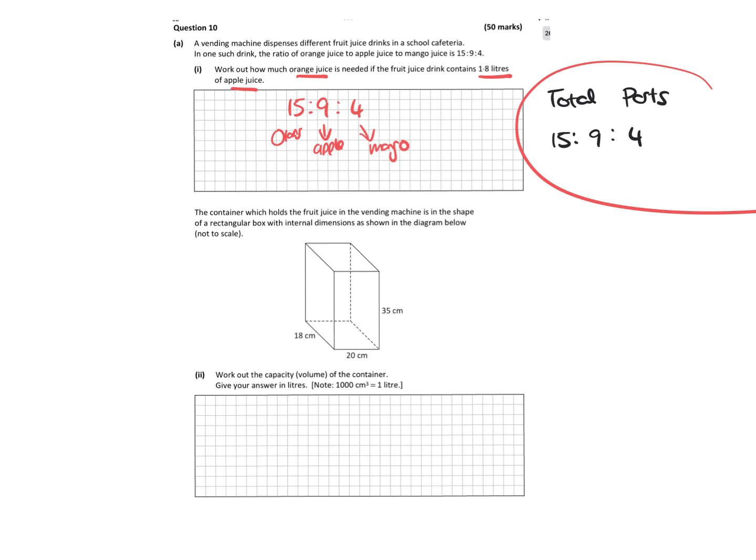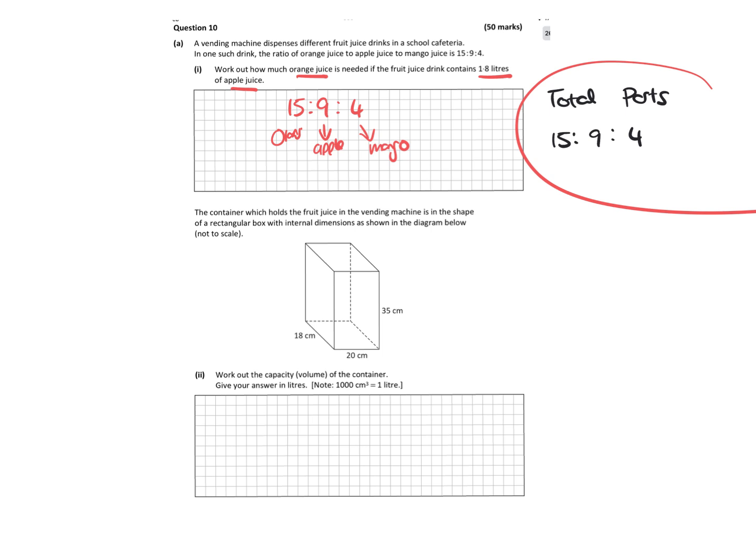A vending machine dispenses different fruit juice drinks in a school cafeteria. In one such drink, the ratio of orange to apple to mango juice is 15:9:4. Work out the orange juice needed if the fruit drink contains 1.8 litres of apple juice.